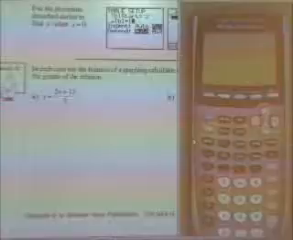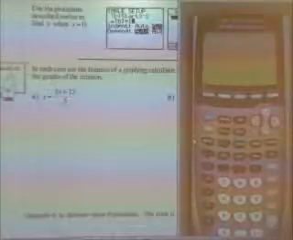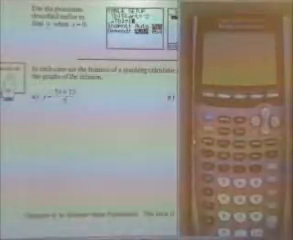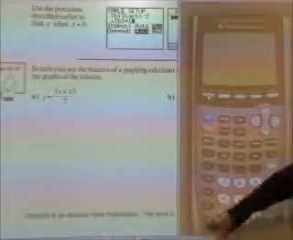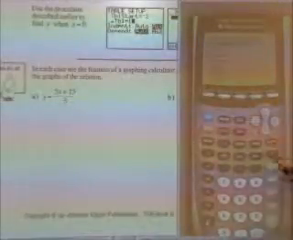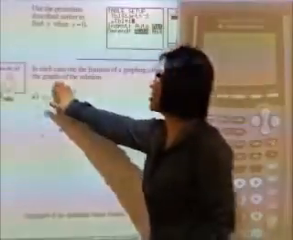So class example number 2 looks at using the features of a graphing calculator to find the x and the y intercepts of these relations. So if we start off, we clear the equation that's in y1. And then we're going to put this equation in here.